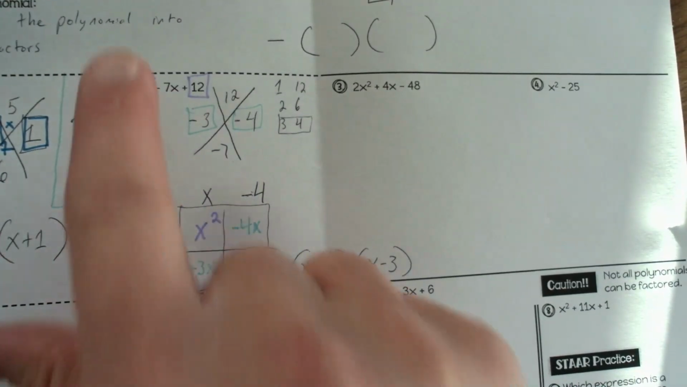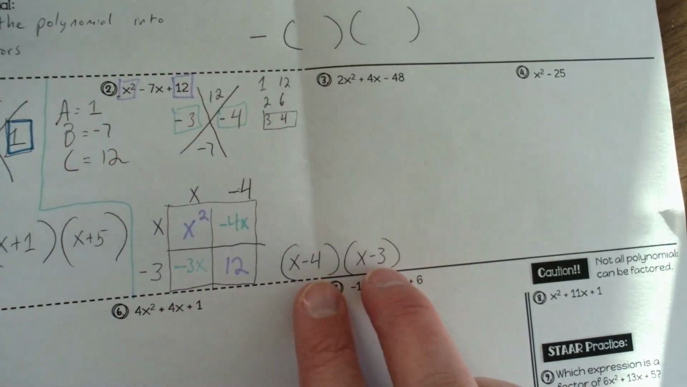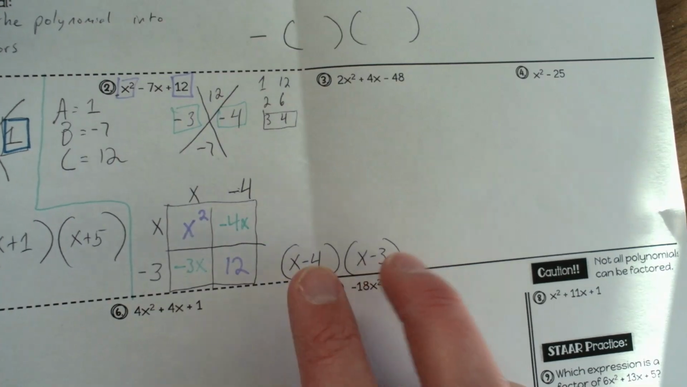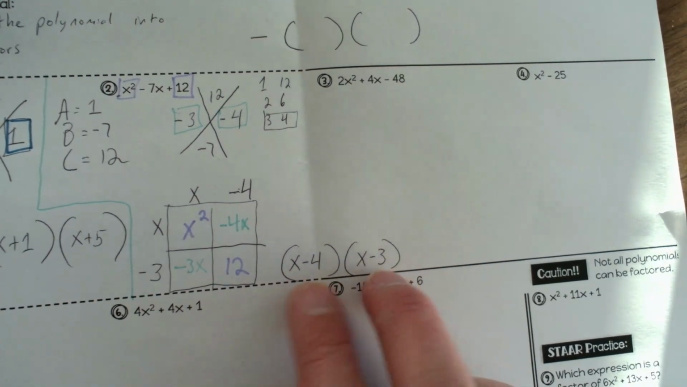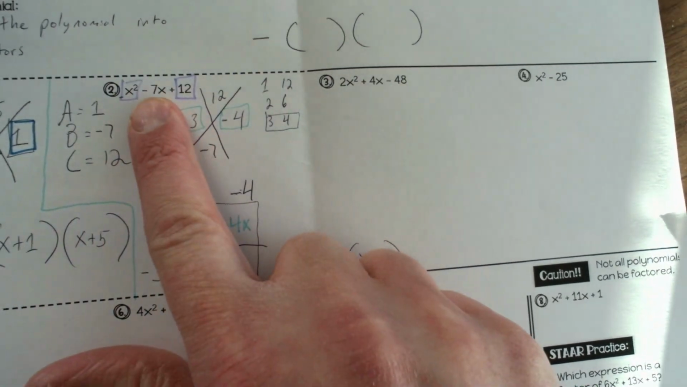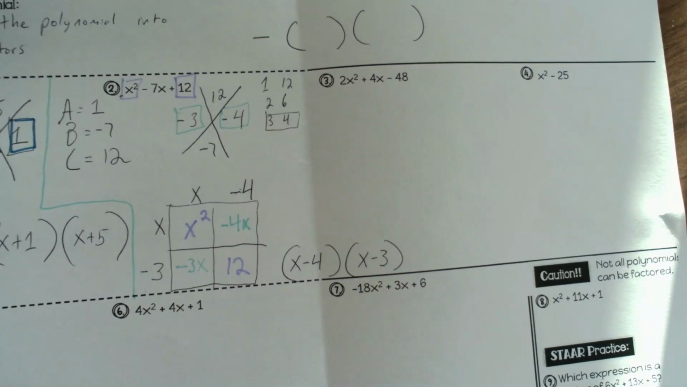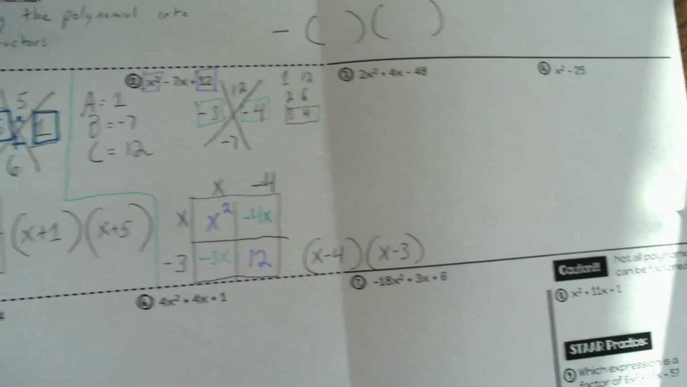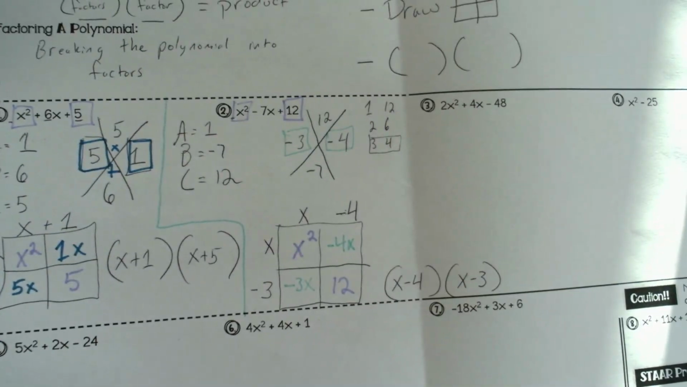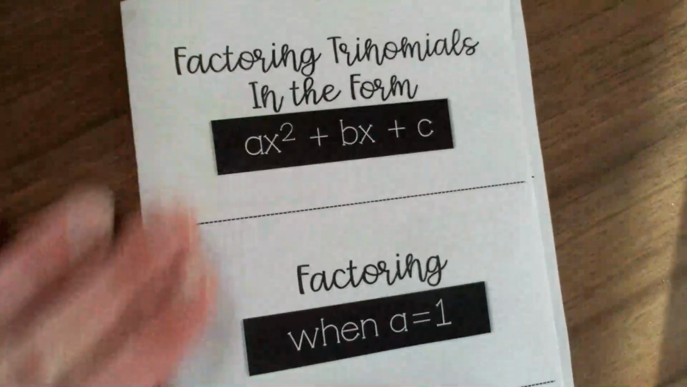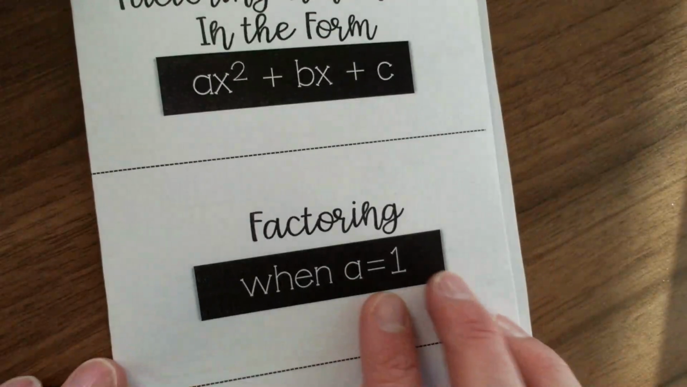So I separated this trinomial into these binomials. Just like in the last unit, we would multiply these binomials to get this trinomial. All right, and that's our notes for today's lesson on factoring trinomials when a is 1.